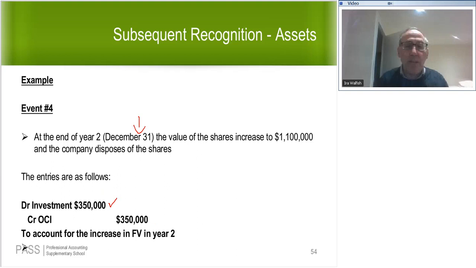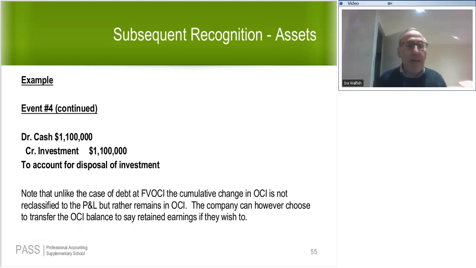Then when I dispose of it, I would debit cash $1.1 million. I would credit investment because my carrying value is now $1.1 million. So I sold it for $1.1 million. I credit my investment $1.1 million, debit cash $1.1 million, and that's it. I do not recycle what I took to OCI. I had taken huge amounts to OCI. I do not recycle that back into the income statement. Whatever I took to OCI remains in OCI, or if I don't want it to remain there, I can move it into retained earnings, but I cannot put it into my P&L.